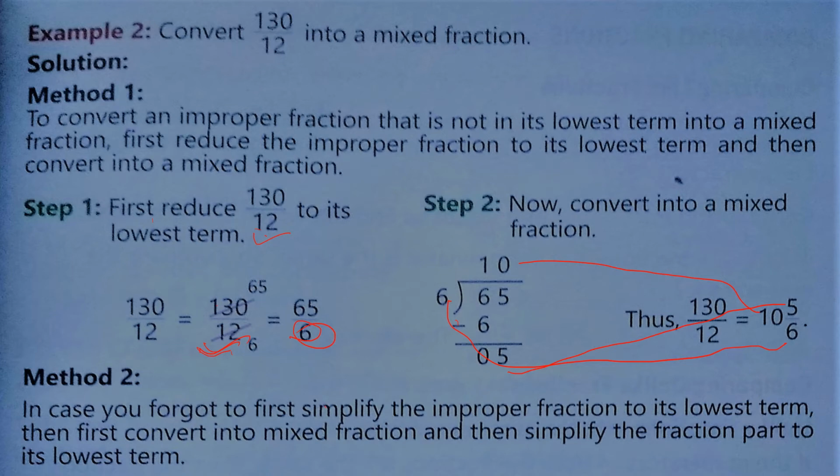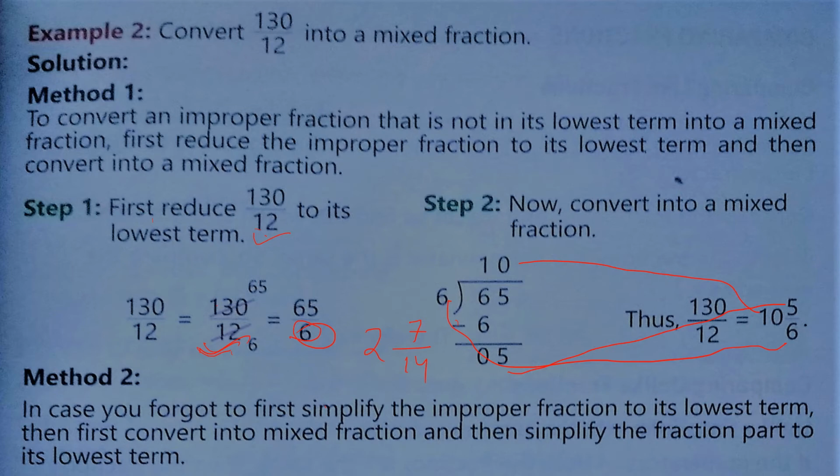Or we can do one more thing. If in case you forgot to simplify the improper fraction to its lowest term, what can we do? After converting into a mixed fraction, we can then reduce the fraction part to its lowest term. Suppose the mixed fraction is 2 whole 7 by 14.